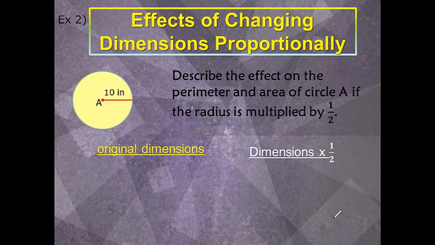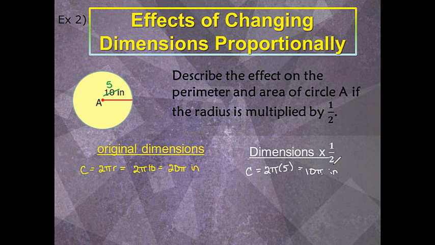In this example, we're asked to describe the effect on the perimeter and area of a circle if the radius is multiplied by a half. So let's start with the circumference. And that formula is 2 pi r. So if my radius is 10 inches, that's 2 times pi times 10, or 20 pi inches. Let's look at the circumference if we multiply that radius by a half. Multiplying the radius by half is the same as dividing it by 2, so I end up with 5 inches, which is 10 pi inches.